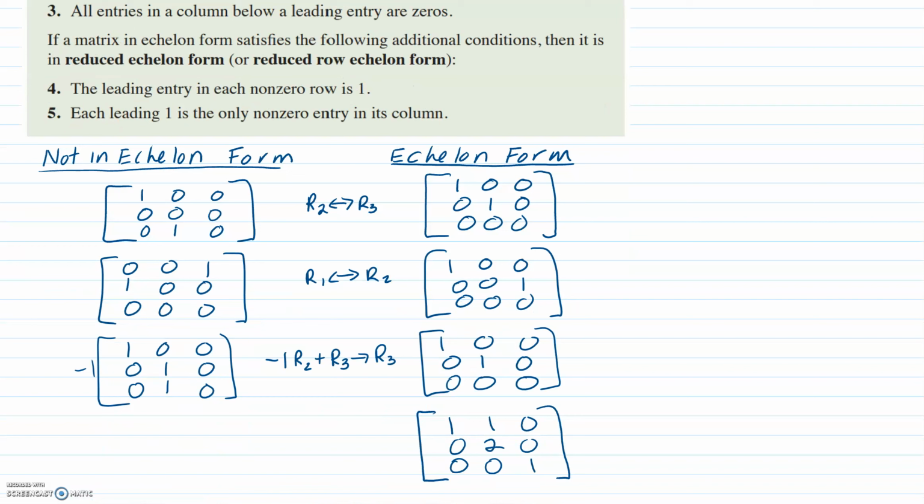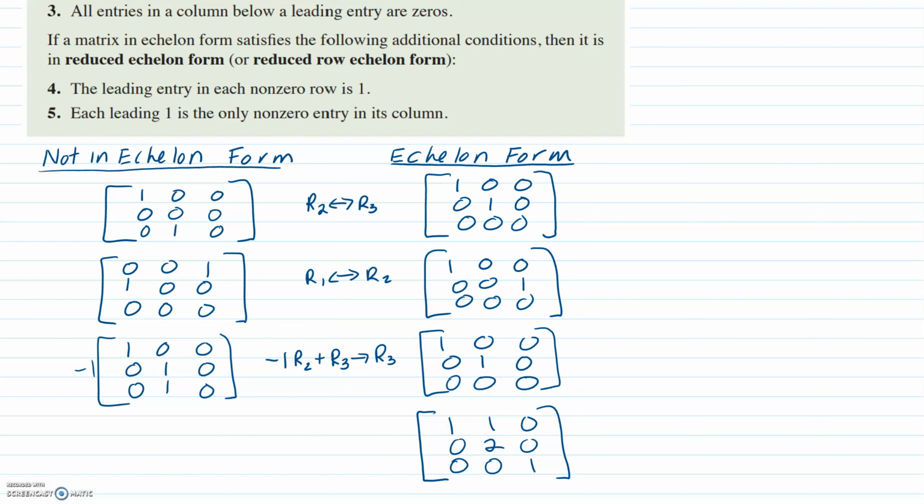So we must have, number 4, the leading entry of each non-zero row to be 1. And so here you can see in this last example, it does satisfy echelon form because the first leading entry is to the right of the one before. We have no row of zeros, and there are zeros below each leading entry. But it is not in reduced form because of this 2 here.